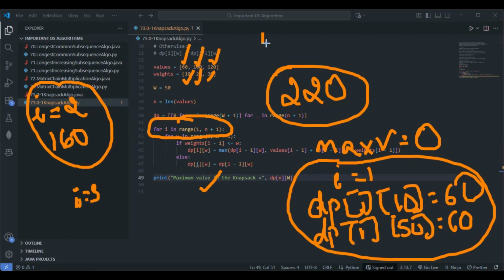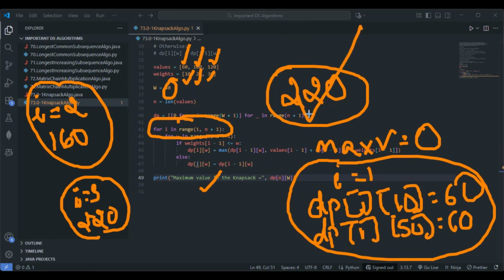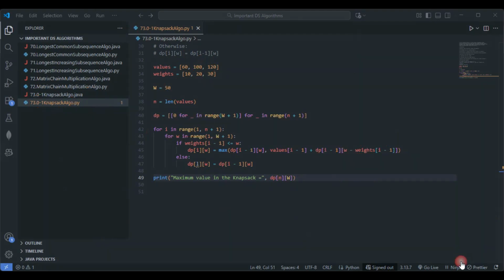When we sum this up, it will be 100 plus 120, which will lead to 220. This is fine. So we have got the value 220. The final maximum value for the knapsack capacity 50 is nothing but 220. This is the reason we need to get the output 220.